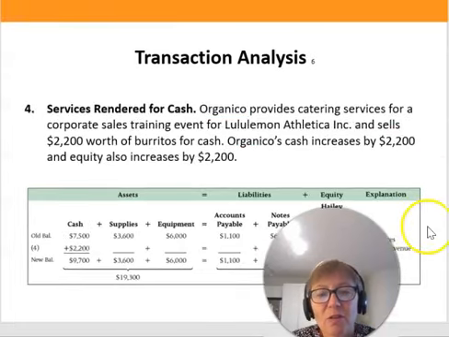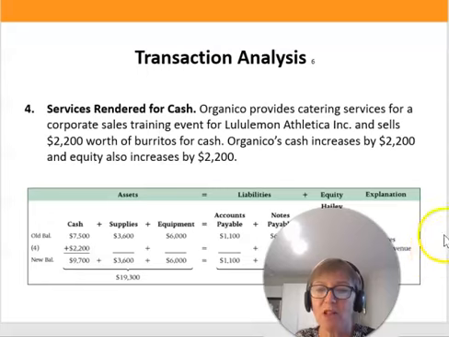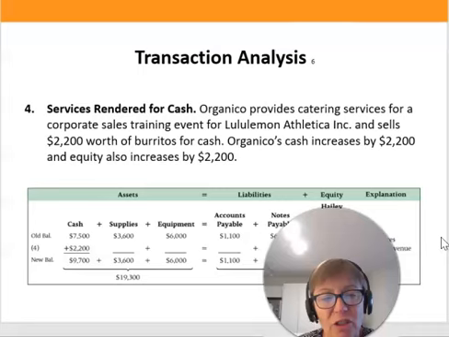Okay, so for this one here, Organico sells 2,200 worth of burritos for cash. Organico's cash increased by 2,200 because we sold $2,200 worth of burritos. So we add that to our cash to give us 9,700, plus our supplies of 3,600, plus our equipment of 6,000, which gives us total assets of 19,300.